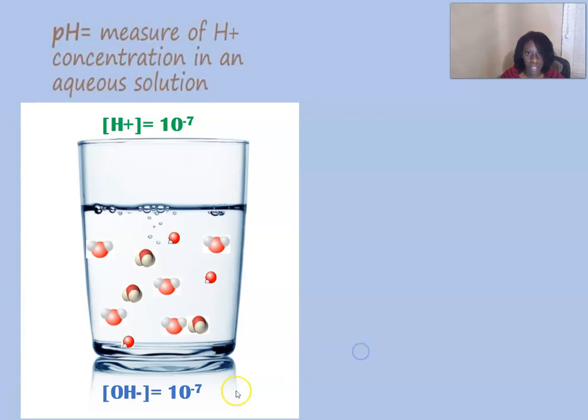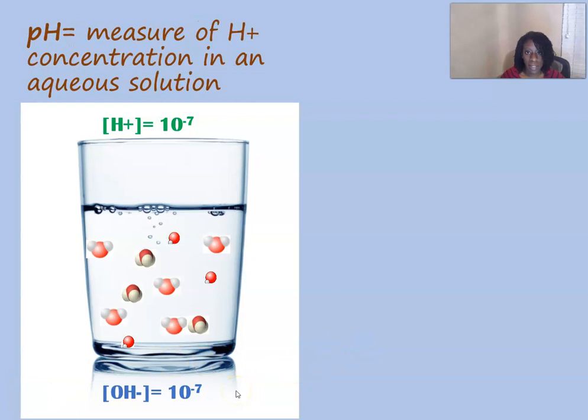So let's take that definition up just a little bit. pH tells us the concentration of hydrogen ions in an aqueous solution. Concentration is just a fancy way of saying how many or how much. Now, if you don't know what I mean when I say hydrogen ion concentration, then be sure to check out my video about acids and bases. I'll put that link in the description box below.